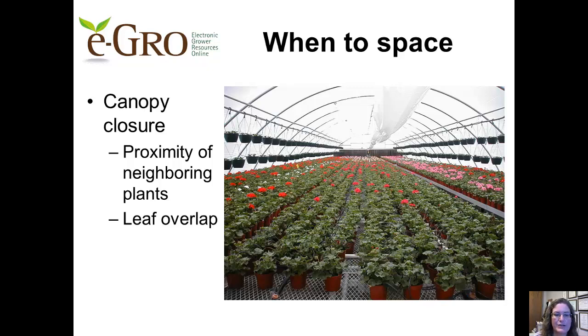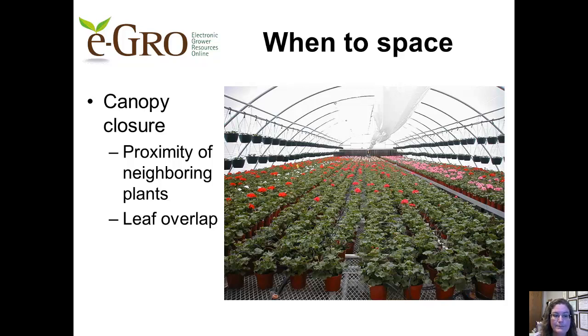In greenhouse production, we think of it as the description of the proximity of neighboring plants and the resulting leaf overlap. Because plants will eventually fill the amount of available space on the bench during the course of their production cycle, increasing the number of plants on a bench will decrease the amount of light that each plant receives when the canopy closes, which results ultimately in decreased dry weight per plant because the plant was able to accomplish less photosynthesis.